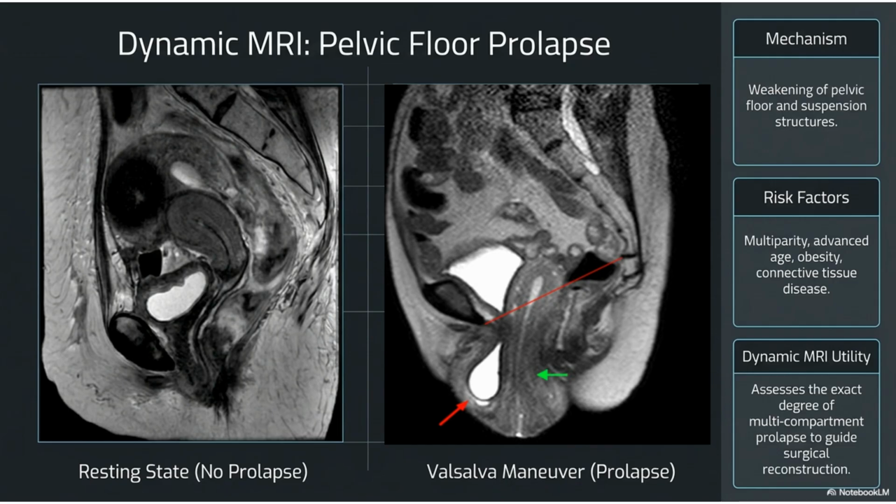Dynamic MRI is crucial for assessing pelvic floor prolapse, which results from the weakening of suspension structures. It assesses the exact degree of multi-compartment prolapse to guide surgical reconstruction, comparing resting state with the Valsalva maneuver.